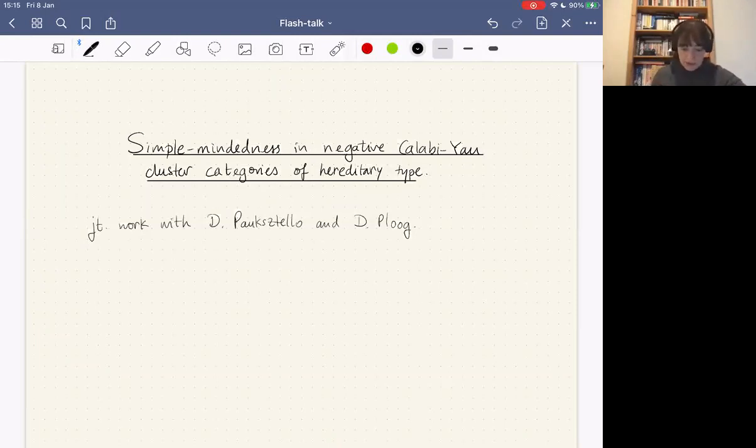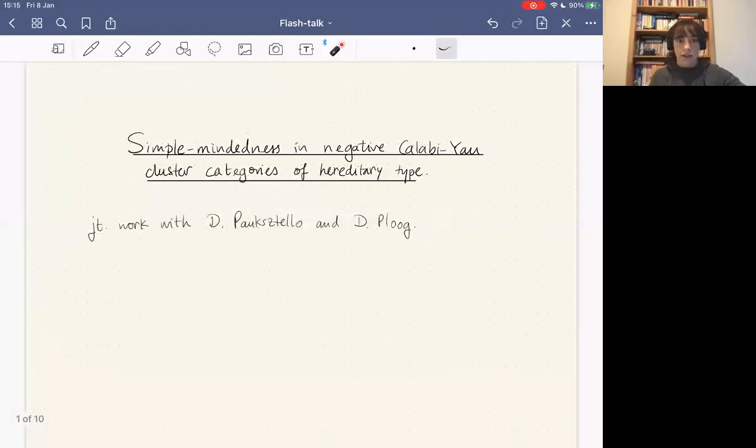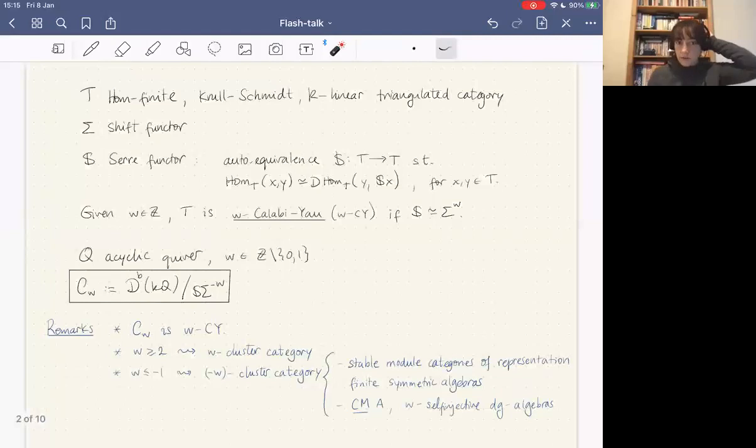Right. So I'm going to talk about simple-mindedness, and this is based on joint work with David Pauksztello and David Ploog, in work that appeared on the arXiv last year. Okay. So first, let me start with the setup.